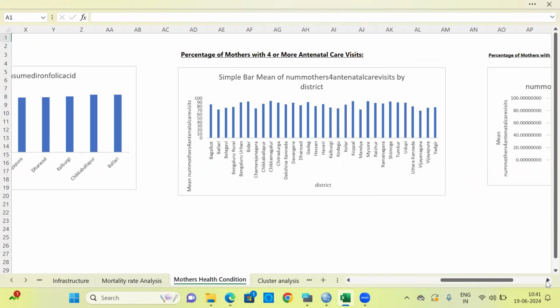Let's study another dimension here, which is percentage of mothers with 4 or more antenatal care visits. As before, I've taken the different districts and I've considered the parameter that is percentage of mothers with 4 or more antenatal care visits. Looks like the district of Chikmagalur is doing quite well. Gadag is also doing quite well. The shortest bar that I see is Vijayanagara.